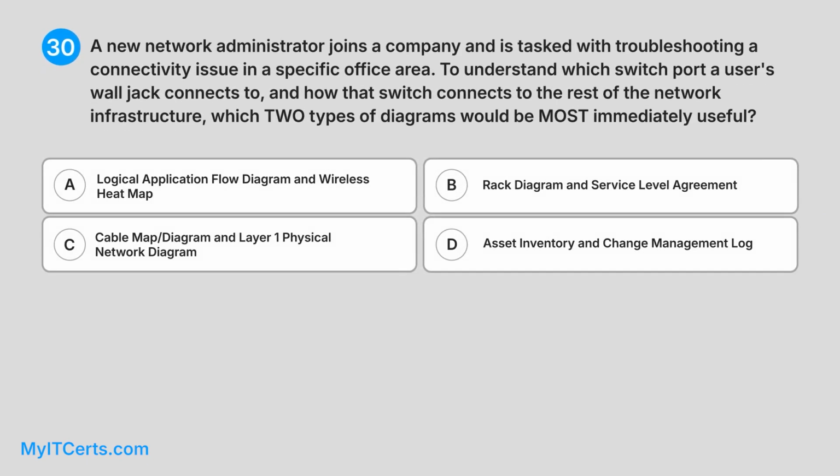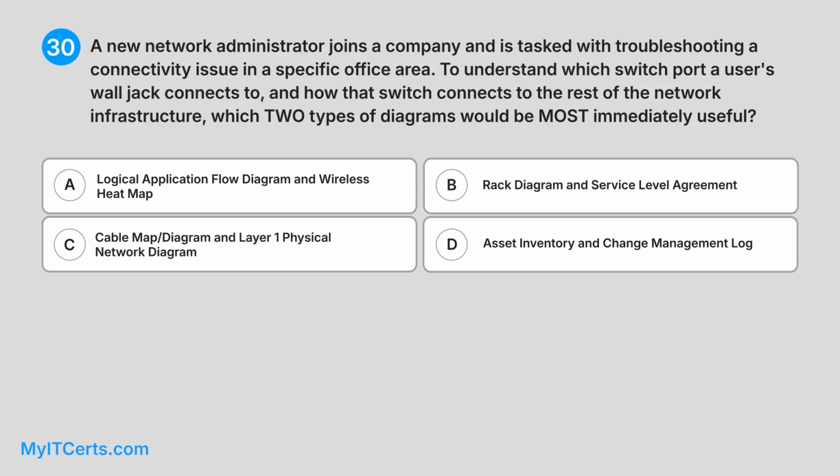30. A new network administrator joins a company and is tasked with troubleshooting a connectivity issue in a specific office area to understand which switch port a user's wall jack connects to and how that switch connects to the rest of the network infrastructure. Which two types of diagrams would be most immediately useful?